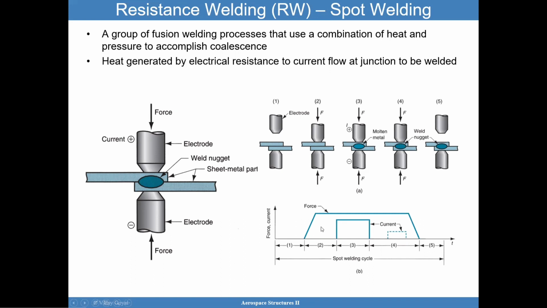Here's the spot welding cycle. So here's the force. Number one, no force. Number two, force is increased, and then force is decreased after step number 4. And then here, step number 3 is when I apply the current, and sometimes a small current again. So that's your spot welding process.